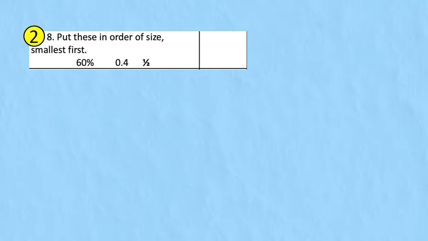Question 2, put these in order of size. Smallest first, so let's put smallest on this side, largest on this side. Now these are just all different types of fractions.